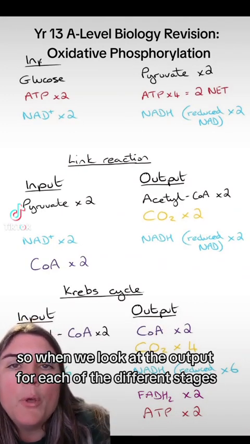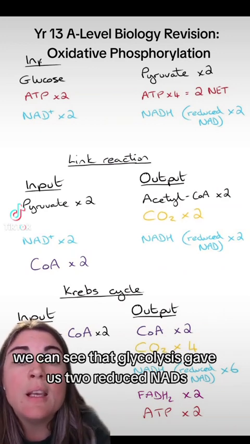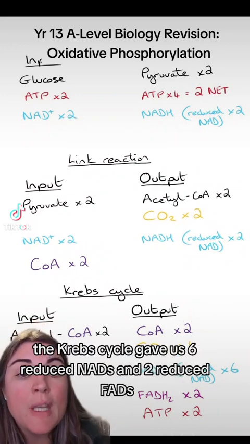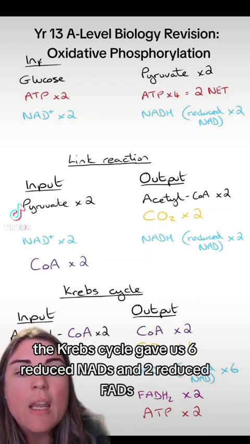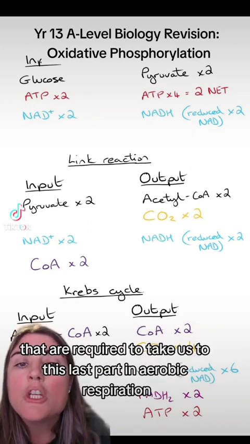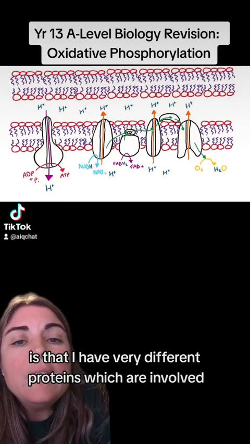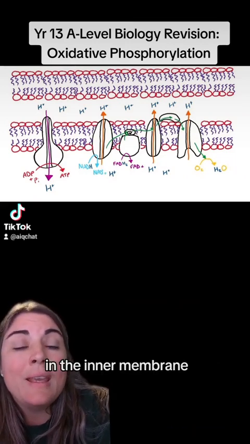So when we look at the output for each of the different stages before oxidative phosphorylation, we can see that glycolysis gave us 2 reduced NADs. The link reaction gave us 2 reduced NADs. The Krebs cycle gave us 6 reduced NADs and 2 reduced FADs. Now that is a whole load of coenzymes that are required to take us to this last part in aerobic respiration. So what you can see from my diagram here is that I have very different proteins which are involved in this oxidative phosphorylation in the inner membrane.